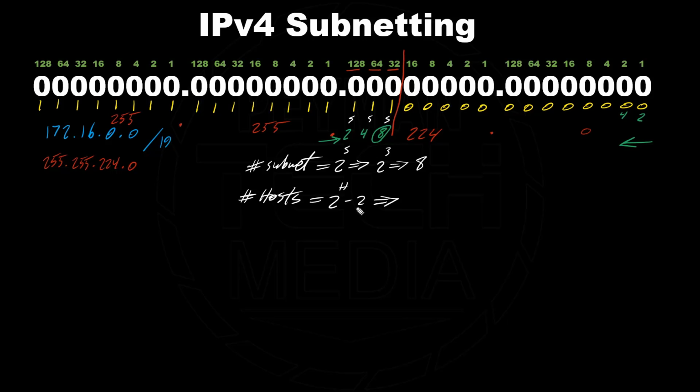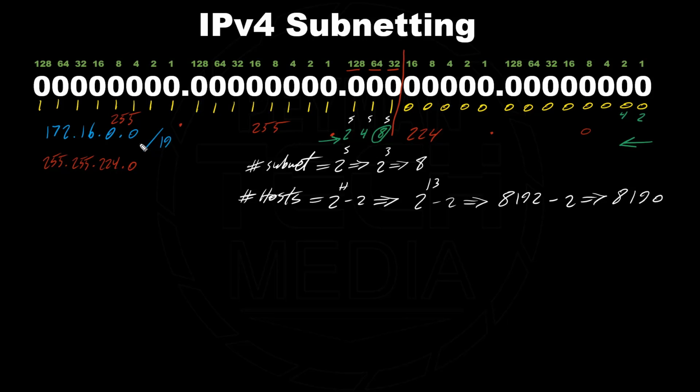So how many host bits do we have? Zeros represent host bits, which in this case we have a total of 13 zeros. So 8 plus 5, that's 13 zeros. So 2 to the power of 13 minus 2, which is 8192 minus 2, is 8190.